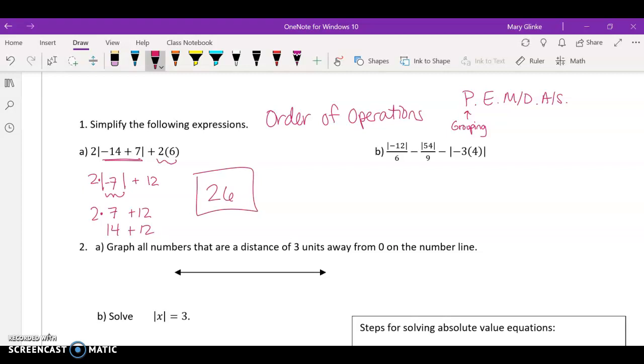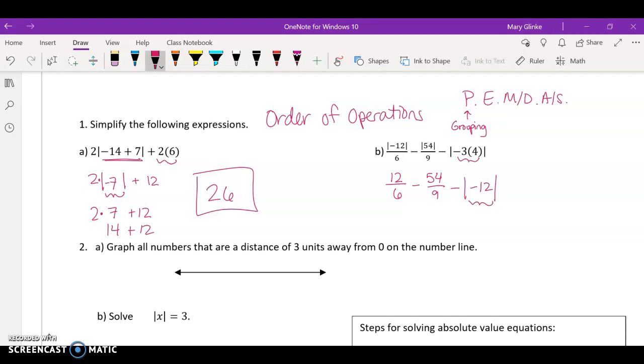For part B, we're going to look at all these absolute values because they're grouping symbols. For the first one, the absolute value of -12, there's nothing to simplify there, so we just turn it to positive 12. The absolute value of 54 is still just 54. And we can't take the absolute value yet for the last one. Rather, we have to multiply first. So we're going to do -3 times 4 to get -12. And you can't distribute into an absolute value. That's a big mistake that happens. So don't distribute into it. Instead, take the absolute value.